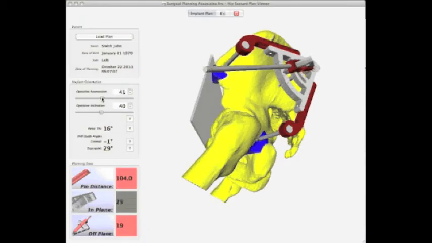The surgeon is free to change the desired cup orientation goal as he or she wishes, either preoperatively or intraoperatively, by using the sliders or the up and down arrows.